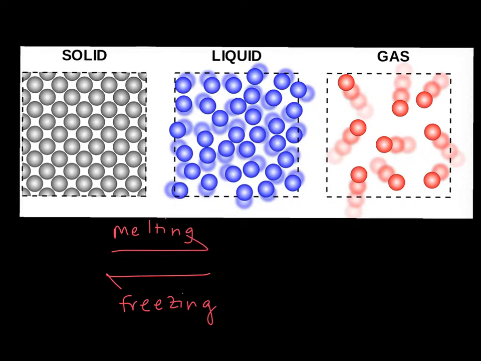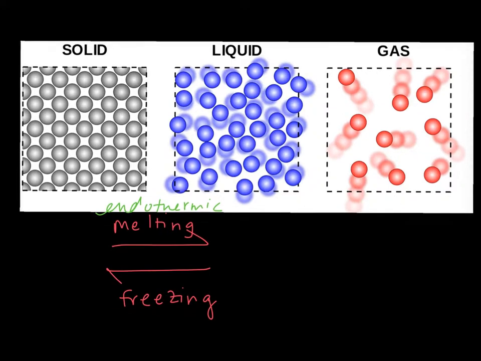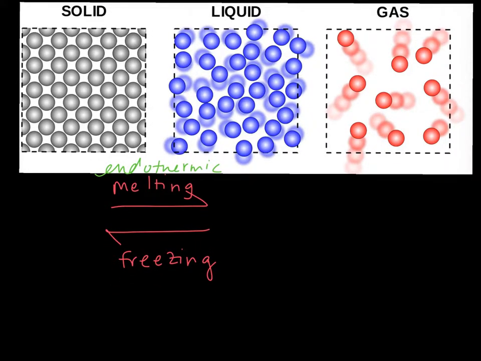So we consider that to be an endothermic process, because endothermic means that heat is being absorbed. So when we melt something, we're absorbing heat, and the heat is being turned into kinetic energy so that the molecules can move more. And freezing would be the exact opposite of that.